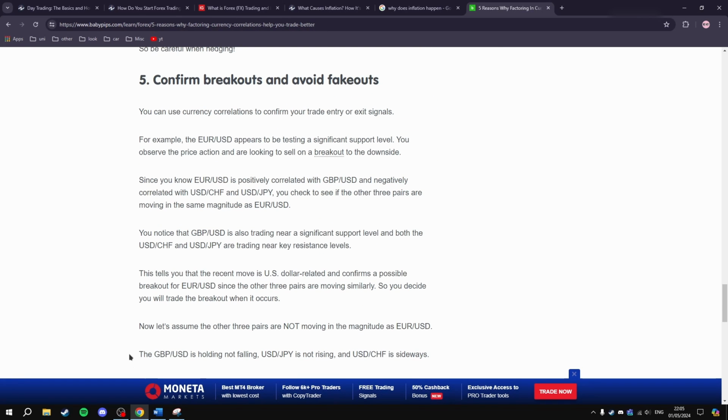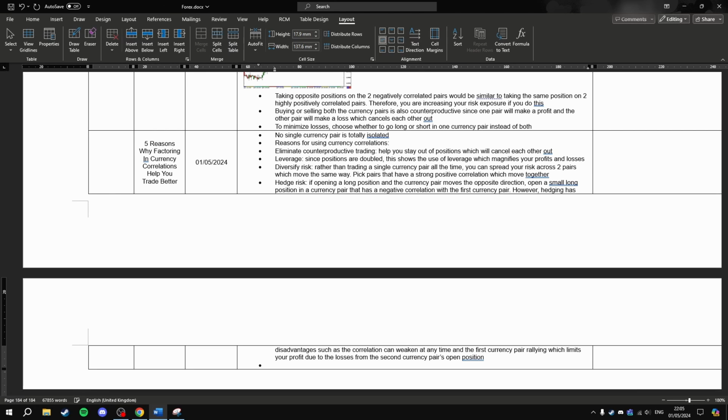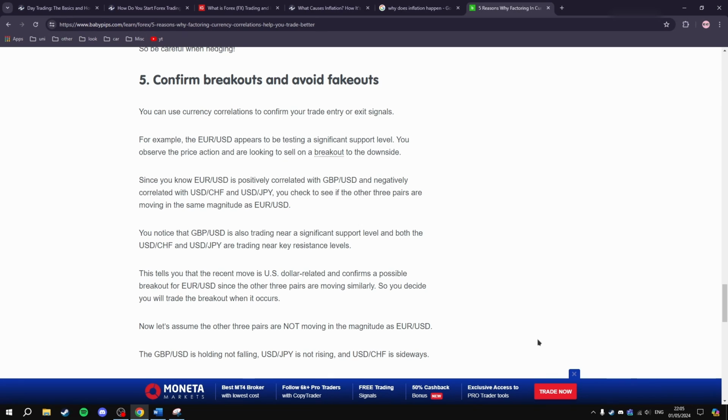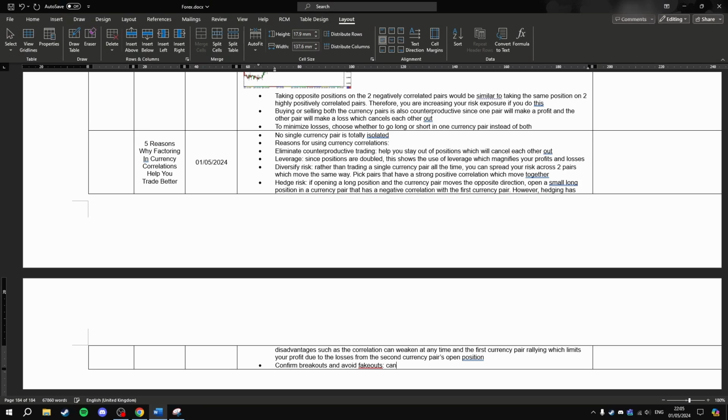Confirm breakouts and avoid fakeouts. You can use currency correlations to confirm your trade entry or exit signals.